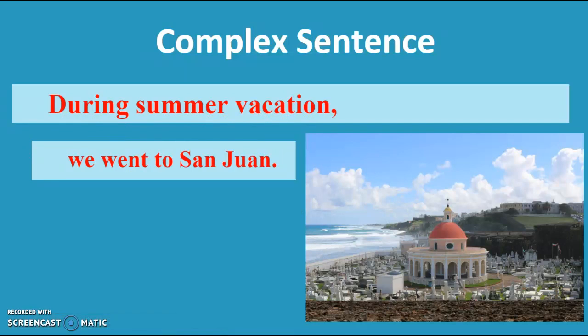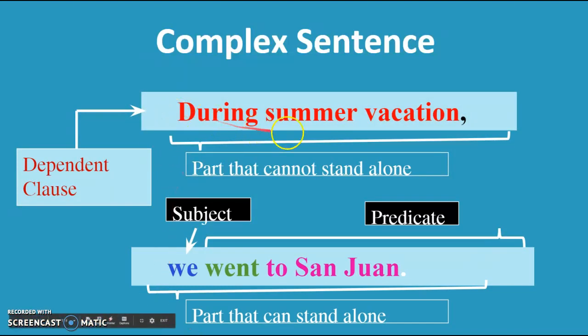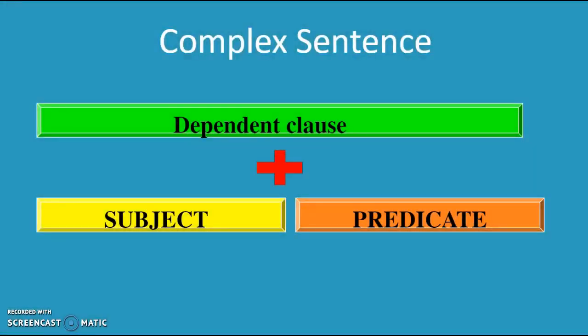This is a complex sentence because it has one part that's a simple sentence that can stand alone, and the second part depends on the other part of the sentence. So let me break it down for you in this way. This first part, during summer vacation, is called a dependent clause. This is the part that cannot stand alone. But the second part, we went to San Juan, is the independent clause because it can stand independently, because it has your subject and your predicate. So, complex sentence: one part is dependent, the other part is independent. So here's your simple equation: a dependent clause plus a subject and a predicate, which would be a simple sentence.